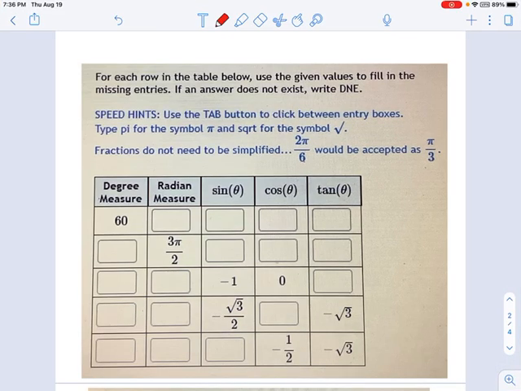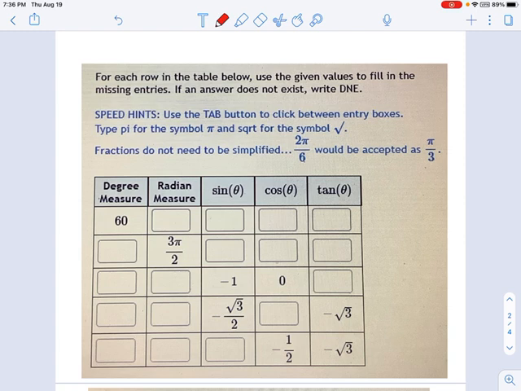So in this problem, we're given a table, and it has in it a bunch of information and even more blanks, and we're told to fill in the blanks using the information that we have. And some of this stuff should be pretty straightforward, like, can we turn 60 degrees into a radian?